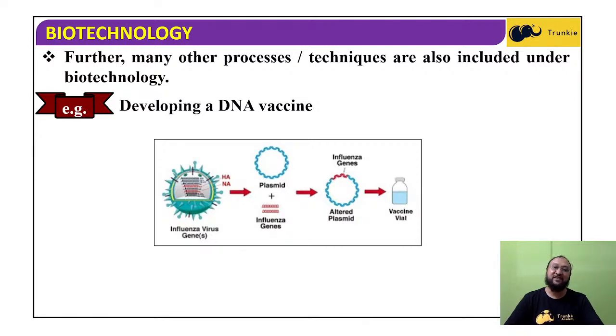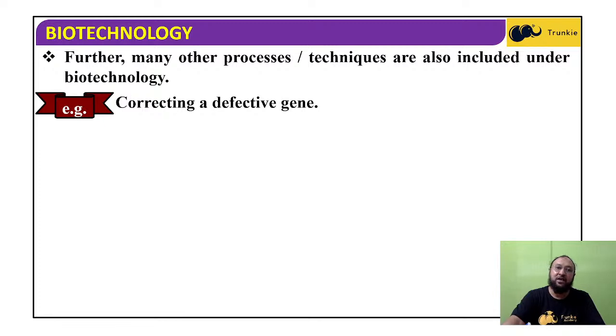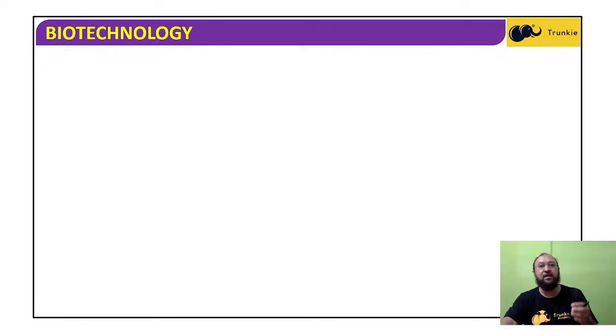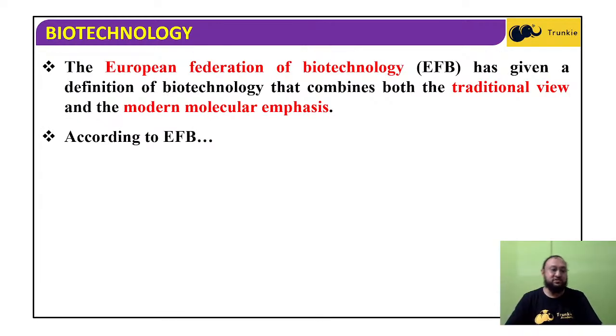Developing a DNA vaccine: the influenza virus is taken, the plasmid is taken out, then the influenza virus genes are inserted into the plasmid. Then the vaccine is made to protect from the disease. Correcting defective genes also comes under biotechnology. Anything that includes biology and technology is biotechnology. Very simply, in all these processes some technologies are involved in some biological process, so all these are biotechnological processes.